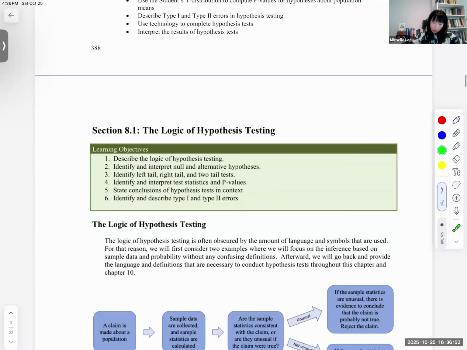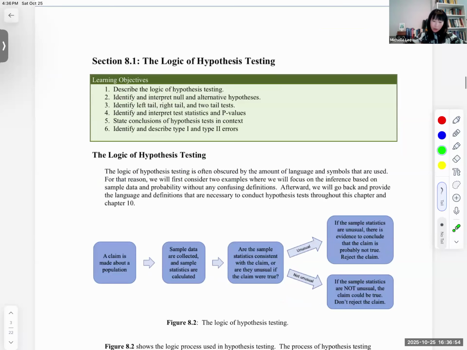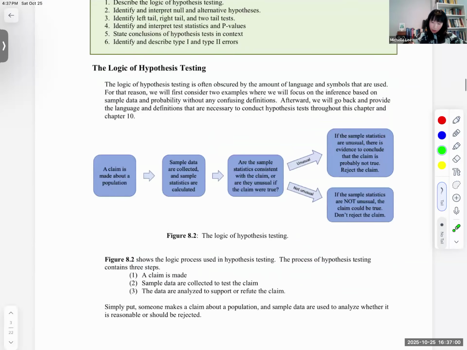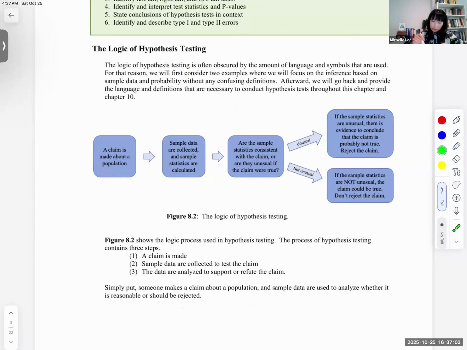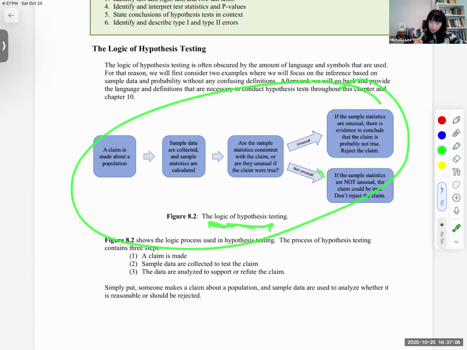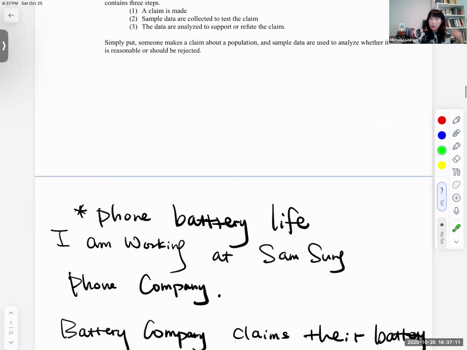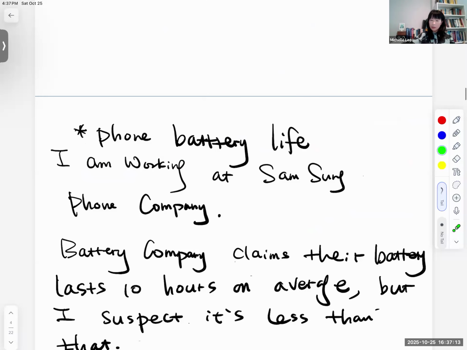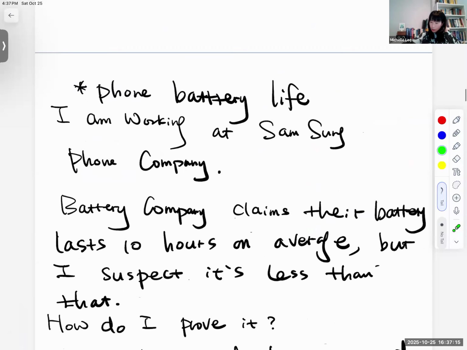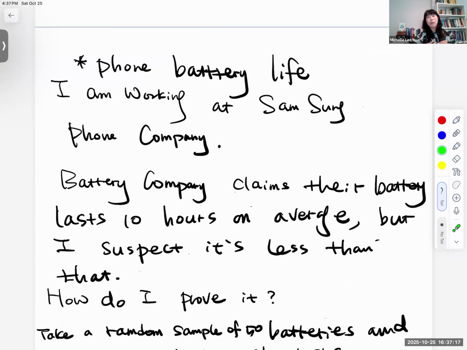All right, so 8.1, logic of hypothesis testing. We have a learning objective here, and I'm going to mention this one later. This section is about the logic of hypothesis testing. I wrote down a story so that you can better understand this section and this chapter.